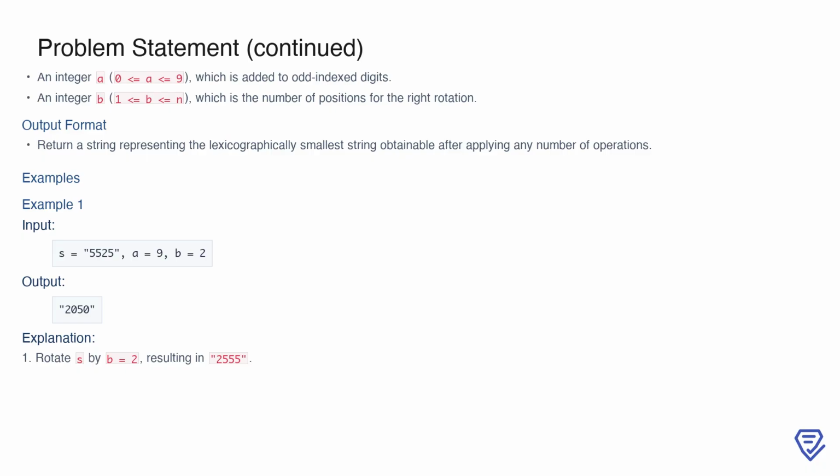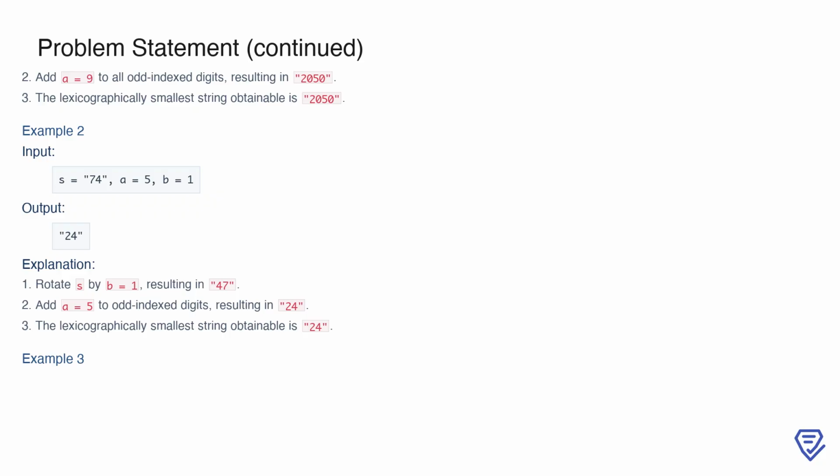To illustrate how this works, let's dive into the examples. In the first example, the input string is S equals 5525, with A equals 9 and B equals 2. The process begins with a rotate operation, where the string is rotated to the right by 2 positions, resulting in 2555. Next, we apply the add operation by adding A equals 9 to all odd indexed digits. This transforms the string into 2050. After exploring all possible operations, the smallest lexicographical string we can obtain is 2050.